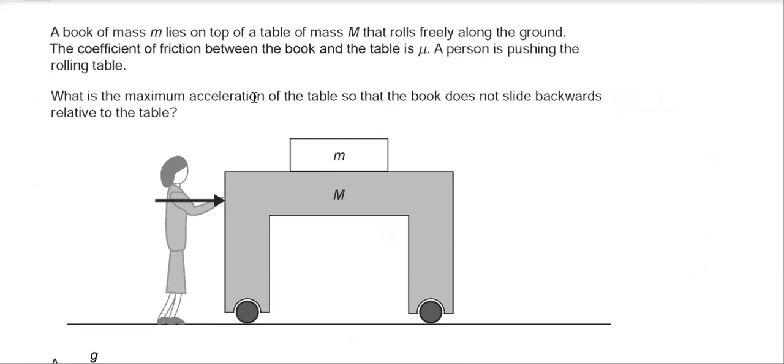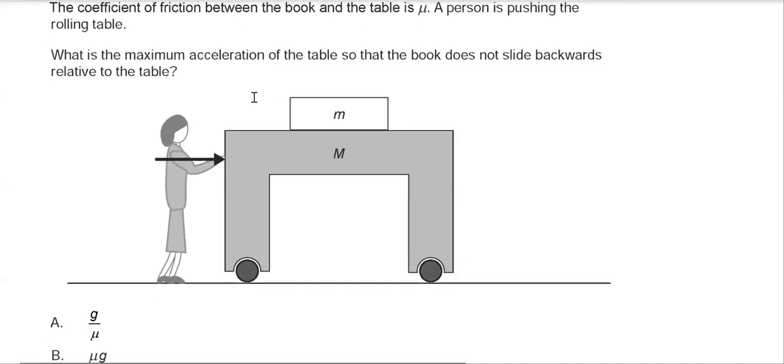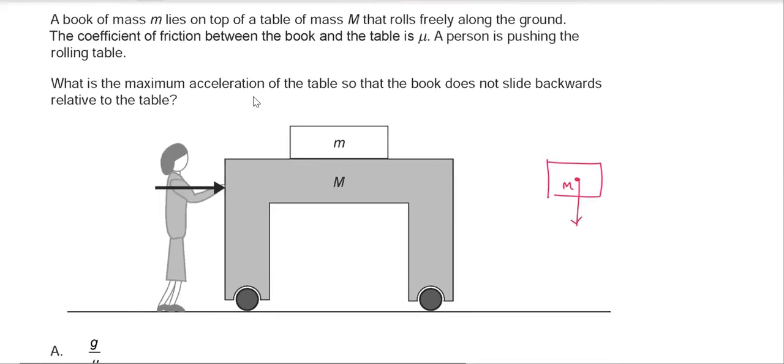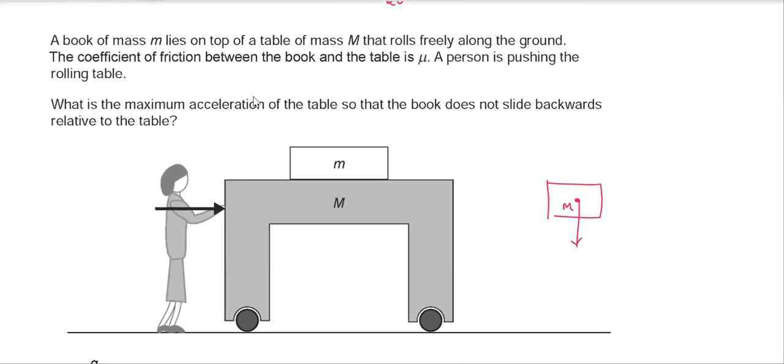Now, when we say the book does not slide, what does it mean? The book is moving with the same acceleration as the trolley, and we can consider this as a horizontal force on the block. So if I'm drawing the free body diagram of the table with mass M, it will have some weight. There is no friction between the ground and the table. Okay, the box can move freely.